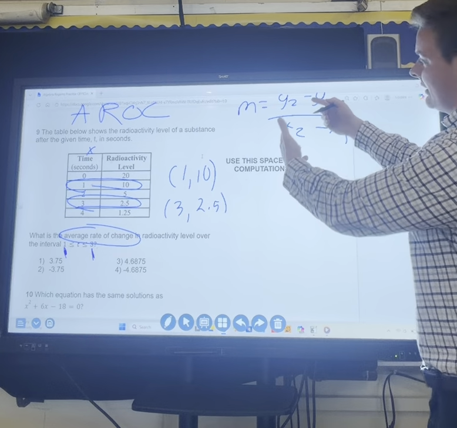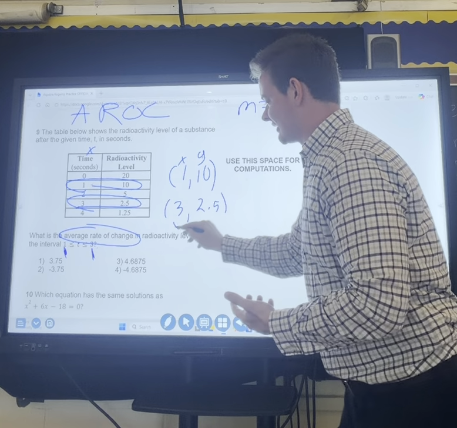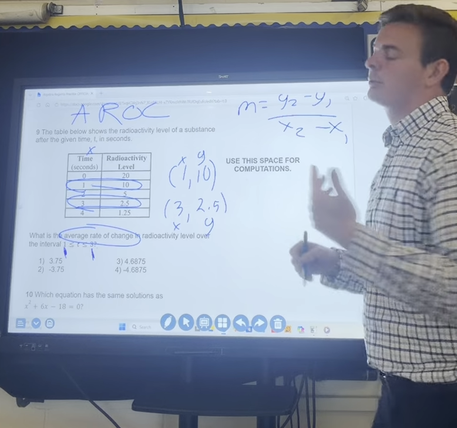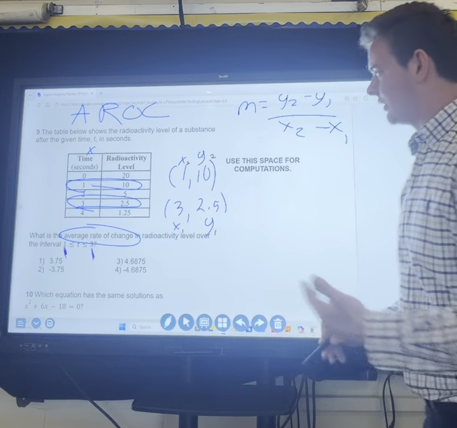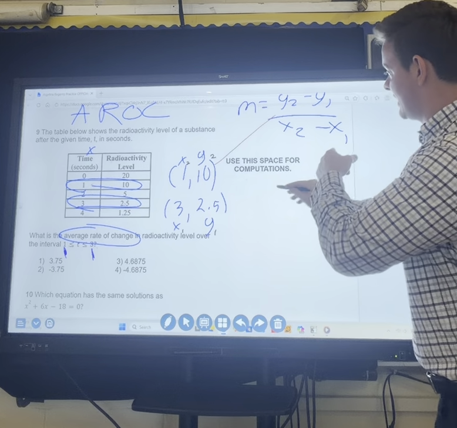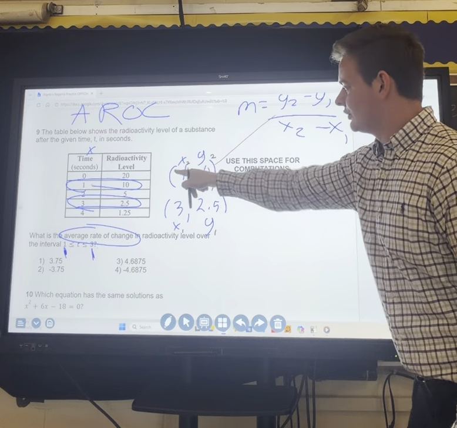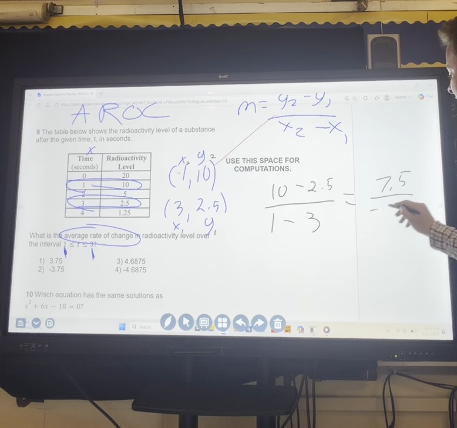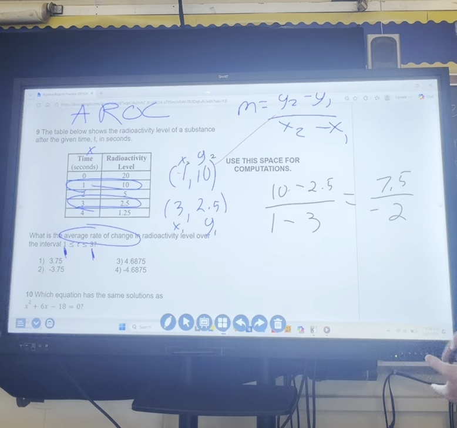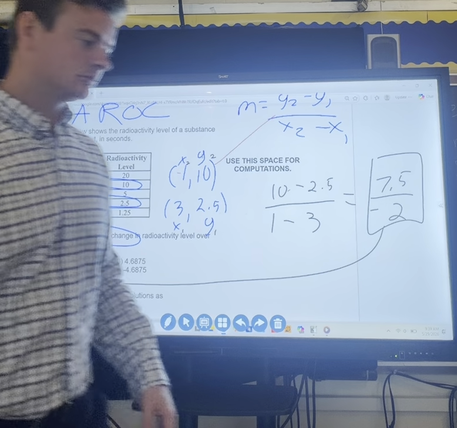Then, I need to pick out a y2 and a y1, x2 and an x1. It doesn't matter. I know this is an x, that's a y. That's important. But it doesn't matter which one I make 1, which one I make 2. I'll make this one 2 and 2, this one 1 and 1. Plug it in. y2, which is 10, minus y1, which is 2.5, over x2, which is 1, minus 3. I do this and I get 7.5 over negative 2, just by subtracting across. I don't know what that is off the top of my head. Put that in the calculator and you'll see it's choice 2.